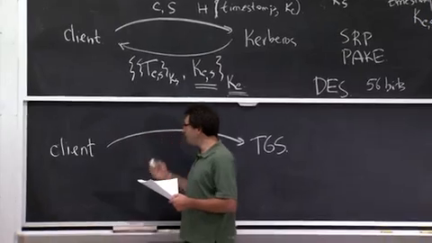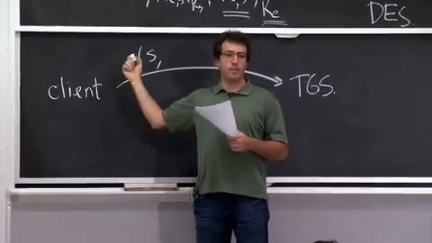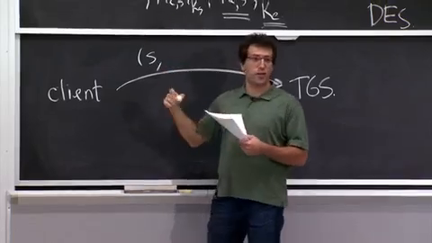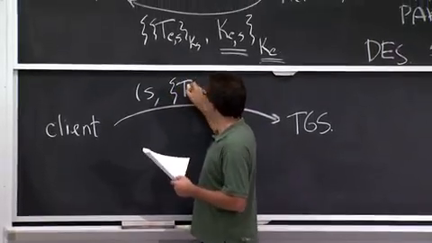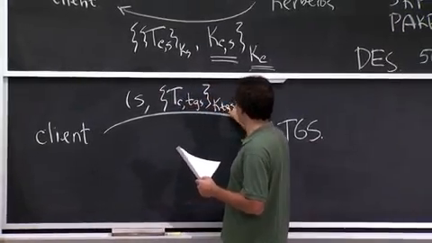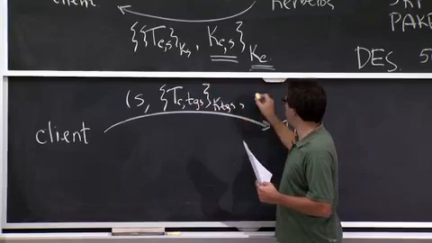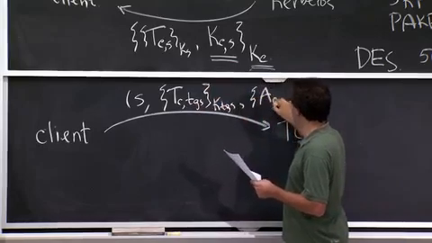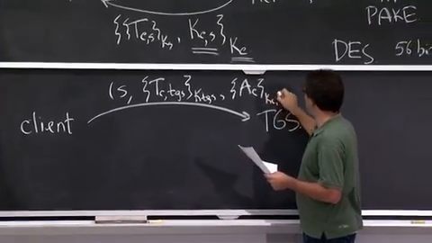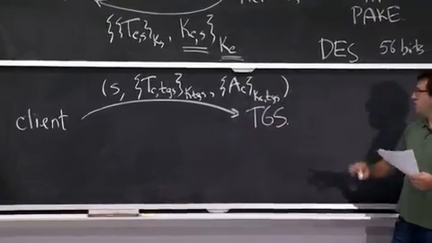So what the client is going to send to TGS is this tuple. First it's going to say, here's the service that I want to talk to next. Those might be your mail server or your file server. Then it's going to include the ticket it already got for TGS. This is TC of TGS encrypted with KTGS, where S is TGS. And then you're going to have to include this authenticator blob. This is the AC thing from up there. And this is going to be encrypted with the shared key between the client and the TGS service. So this is the message that you're going to send to TGS.